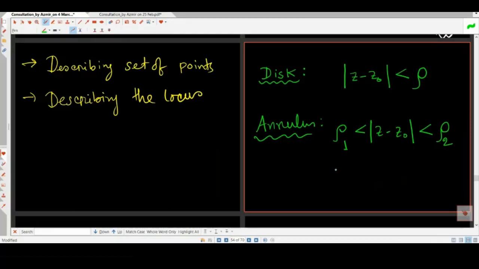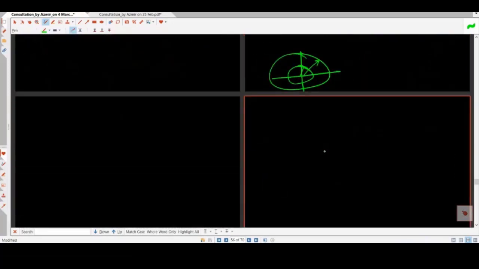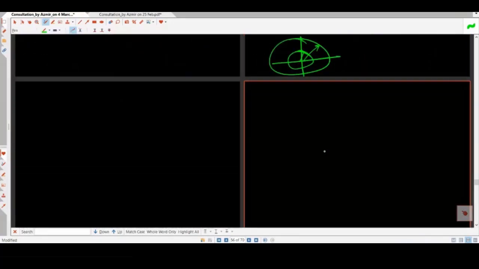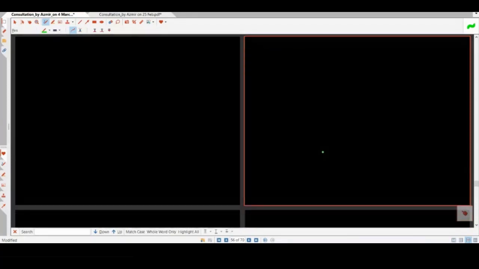So what does it mean? A disk is just a circle, but an annulus is denoting two circles: the first one with radius rho 1 and the second one with radius rho 2. So this is called a disk and an annulus. These things are very important whenever you start Taylor and Laurent series, so that's why you need to know.